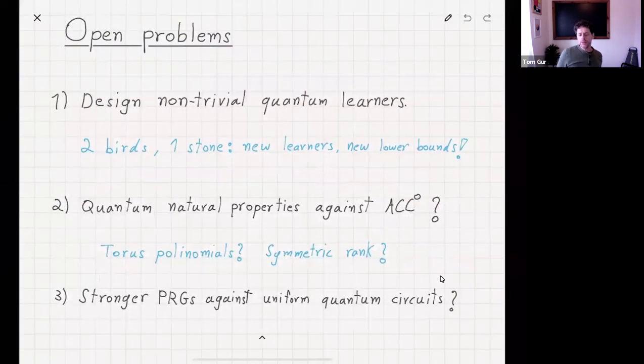And I want to conclude just by mentioning 3 open problems that I'm quite interested in and hope to interest maybe some of you. So the first one is the obvious one. Can we design non-trivial quantum learners? Because in this sense, we hit 2 birds with 1 stone. On the one hand, we get this really exciting new learner.